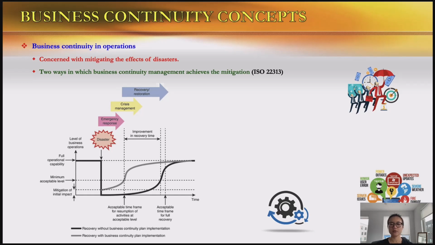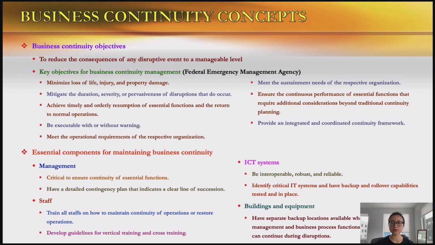It includes resilience properties and quick or instantaneous switchover mechanisms that mitigate the initial impact. It also requires the implementation of capabilities and procedures that result in more rapid restoration of operational capability. This figure here on the slide also shows that the recovery process goes through three overlapping stages. Organizations undertake business continuity planning to reduce the consequences of any disruptive event to a manageable level.